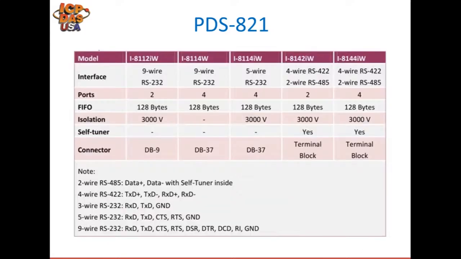Finally, here are the different variations of the slot modules which will plug into the PDS 821 to give you the various combinations of COM ports. So now we have cards which have 2 RS-232 ports, 4 RS-232 ports, 5-wire RS-232 ports, and RS-422 and 485 ports. If you need more details, those are also in the product manuals.